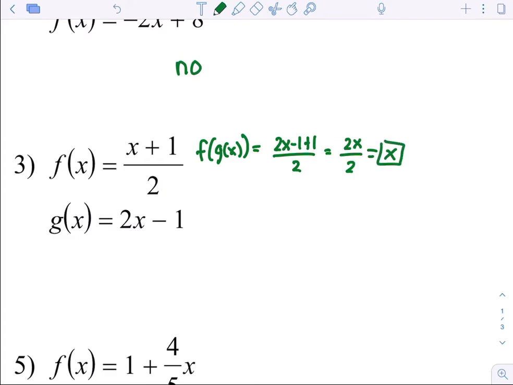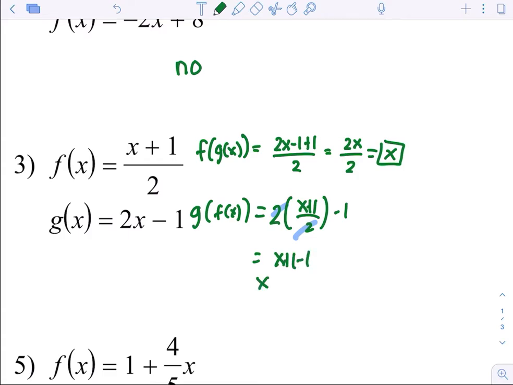So good. And now we'll do g of f of x. Substituting all of this in for there. So we're going to have 2 times x plus 1 all over 2 minus 1. So those 2's are going to cancel. So we're going to get x plus 1 minus 1, which is just x. So are these inverses? Yes.